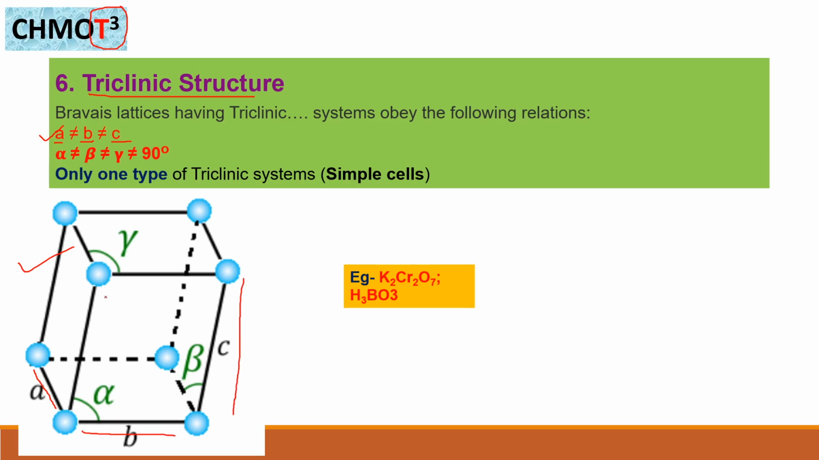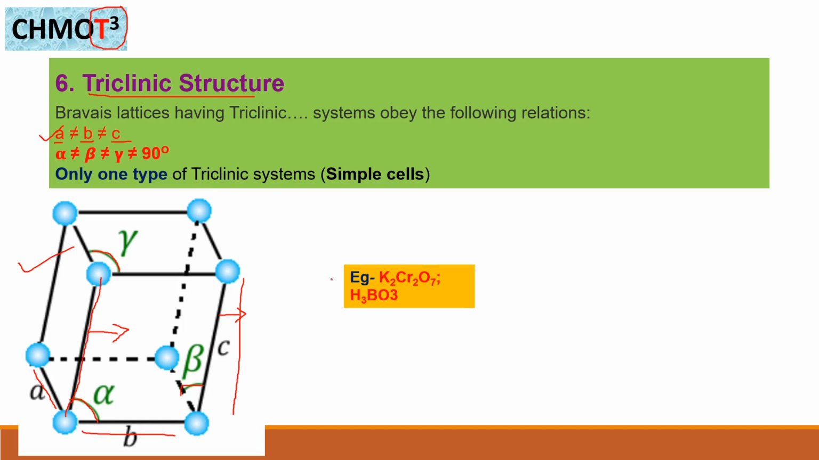However, the angles are also not equal to 90 degree. This axis was slightly shifted or tilted in this direction. It means this is not showing 90 degree. Beta is also slightly tilted in this direction, so beta is also not 90 degree, and we can easily observe that gamma is also not 90 degree. It means in the triclinic structure only one type of triclinic system is present, that is the simple cell.